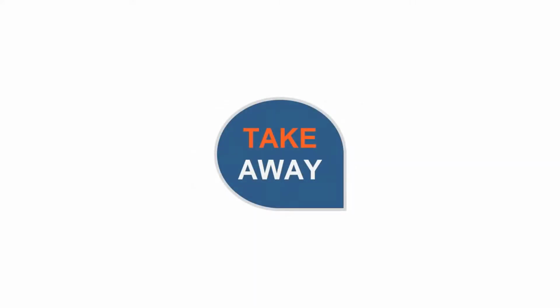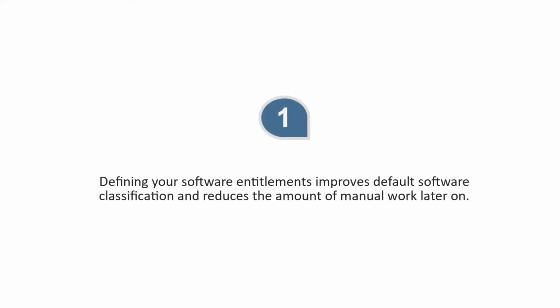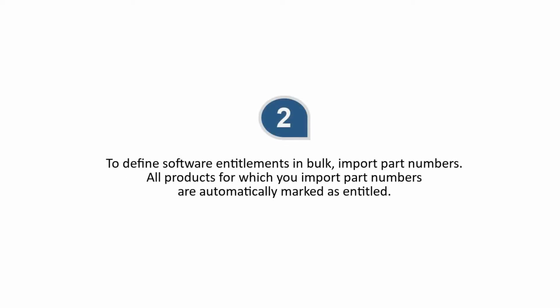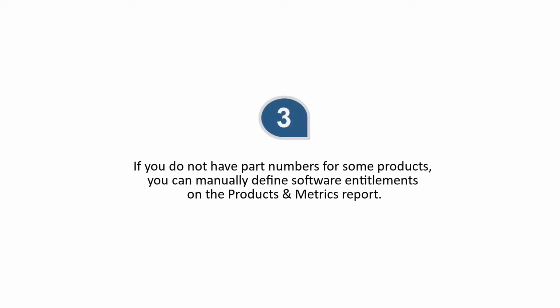Here's the takeaway. Defining your software entitlements improves default software classification and reduces the amount of manual work later on. To define software entitlements in bulk, import part numbers. All products for which you import part numbers are automatically marked as entitled. If you do not have part numbers for some products, you can manually define software entitlements on the Products and Metrics report.